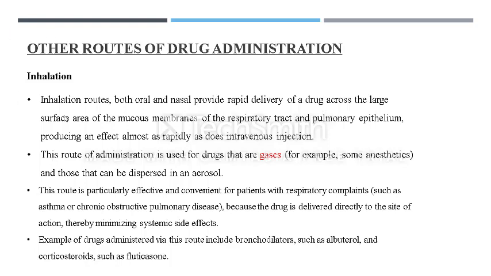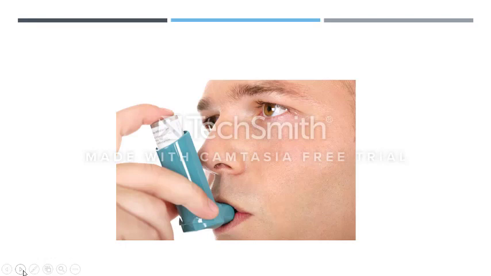The next point about inhalation is that this route of administration is used for drugs that are gases, for example, some anesthetics. This route is particularly effective and convenient for patients with respiratory complaints, since it provides local effects. Examples of drugs administered via this route include bronchodilators such as albuterol and corticosteroids such as fluticasone. So that is inhalation as another route of drug administration. This is a clear picture of a patient taking his drug using the inhalational route.